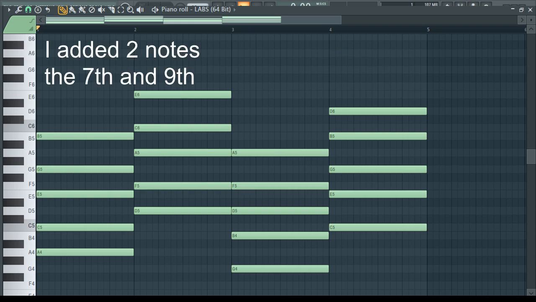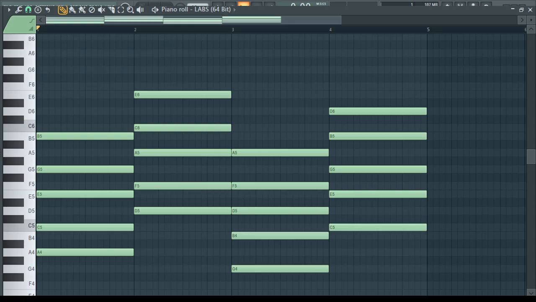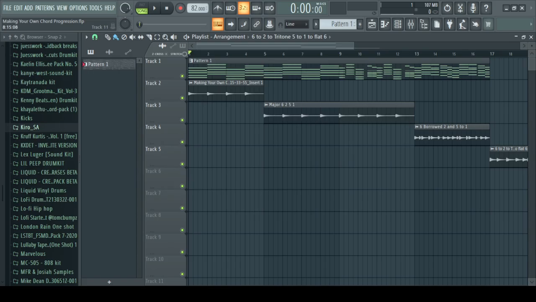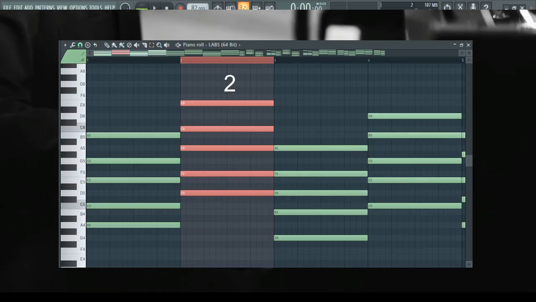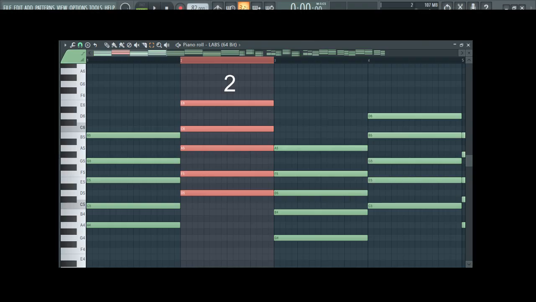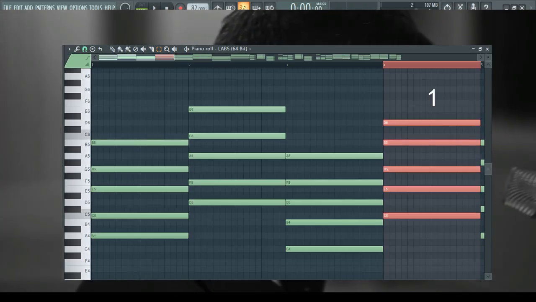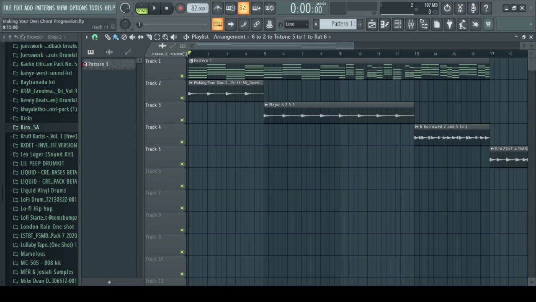And I also added extensions to all these chords. The extension I added is the 9th. So it's the A minor 9 going to a D minor 9 going to a G dominant 7 with the 9 and ending on the C major 9. And this chord progression sounds like this.